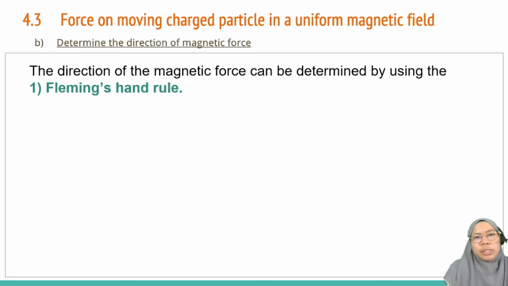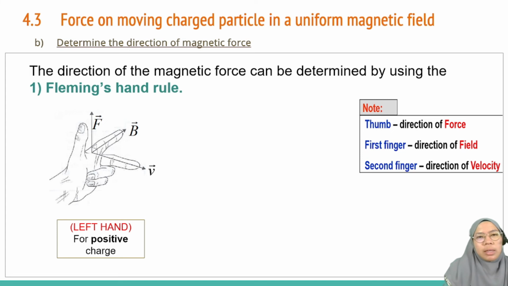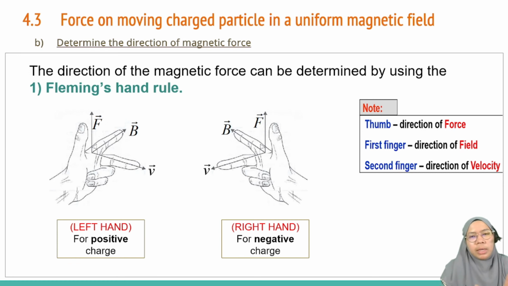Okay, next, how to determine the directions of magnetic force. Okay, the directions can be determined using Fleming's hand rule. Okay, so let's say we are using left hand rule. This is for positive charge. Okay, so the thumb is directions of the force, the first finger is directions of the field, and the second finger is directions of velocity. And we can also use the right hand rule, Fleming's right hand rule, but this is for negative charge.